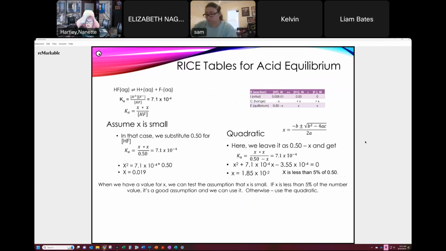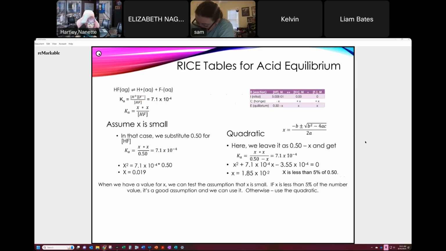Now, yay, we see RICE tables again. And of course we do, because we have acid equilibrium. We're going to be talking about what those concentrations are and how that fits in with our K values. So let's talk about HF. HF, when it dissociates, becomes H plus and F minus. Our Ka for that is then H plus times F minus over HF, and that value is 7.1 times 10 to the minus 4.